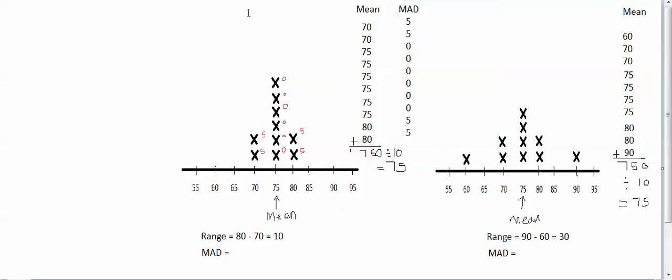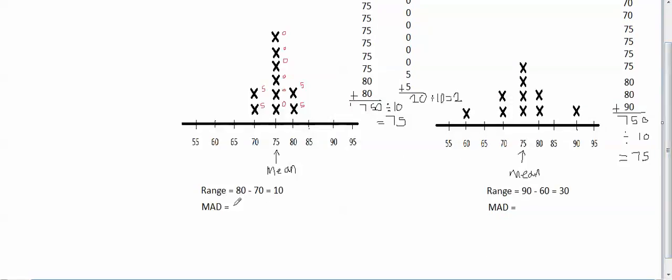Now let's get the average or the mean of those distances. They add up to 20, and we'll divide by 10 because there's 10 numbers in here. There's 10 distances. And it looks like the average distance to the mean is 2. So this first class has a MAD of 2. The MAD is just the average distance to the mean.